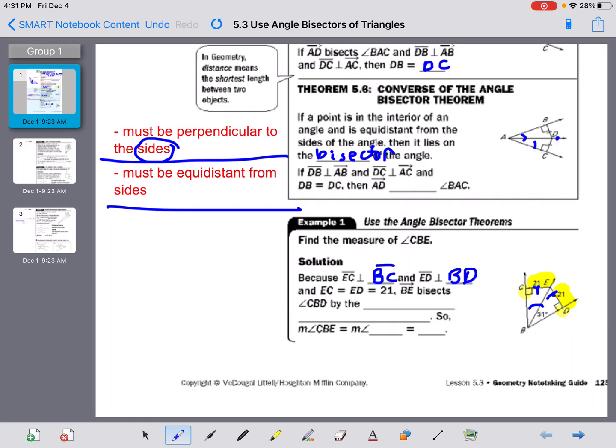So that means that BE is going to bisect that angle because it is an angle bisector. Anything that is the same distance away and perpendicular is an angle bisector. So then we can look at our picture and say, well, if this side's 31, this side should also be 31, right? So both of those sides are exactly equal. CBE is going to equal DBE. And we get both angles are 31 degrees. All right, let's peek at our next page.